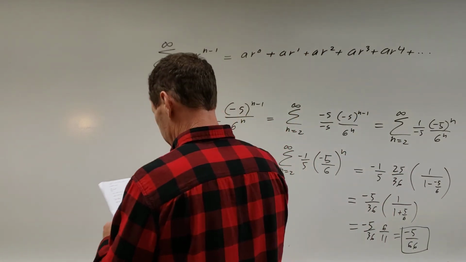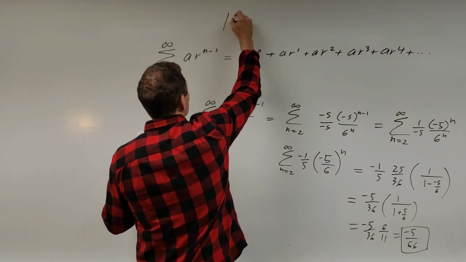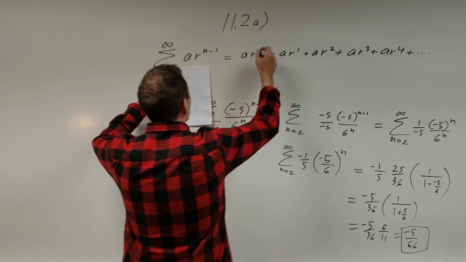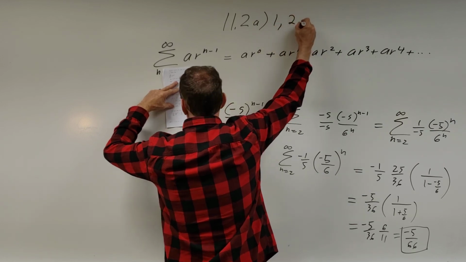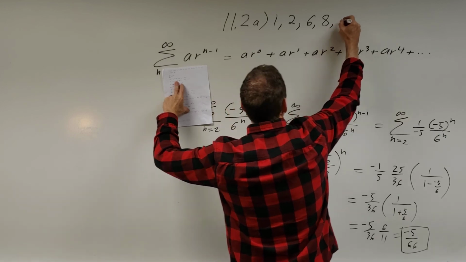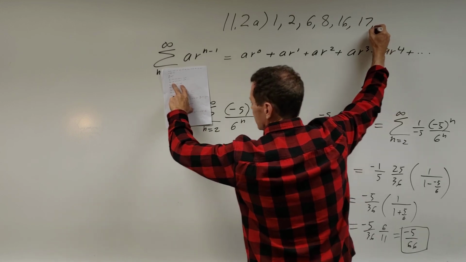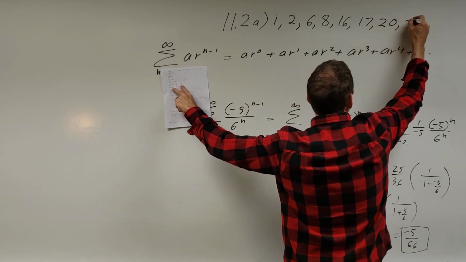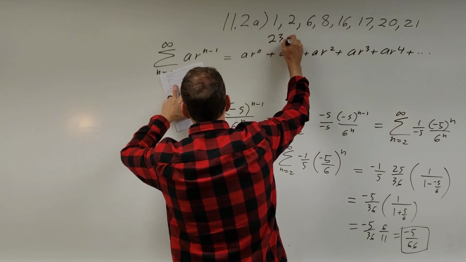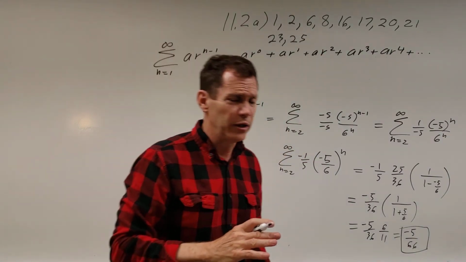So your homework, this is 11-2. So this will be a first assignment on 11-2. So 11-2A, I want you to do 1, 2, 6, 8, 16, 17, 20, 21, 23, and 25. Okay, I'll try to send that out in an email too.